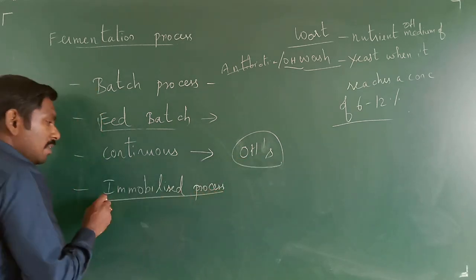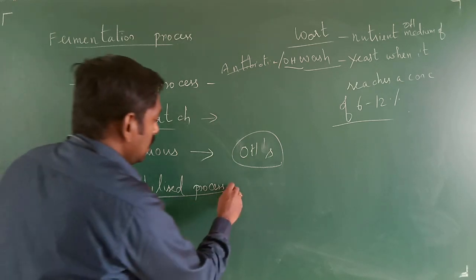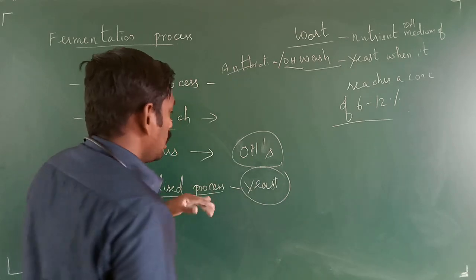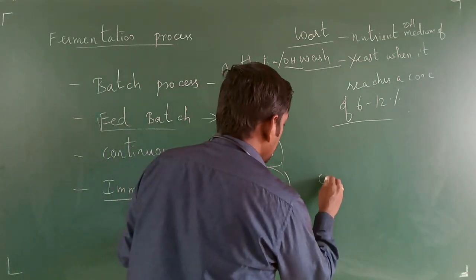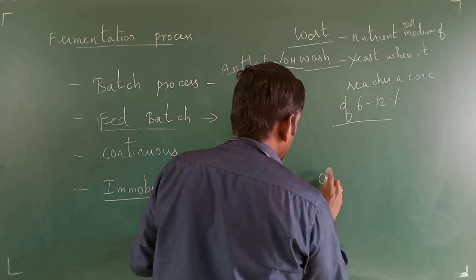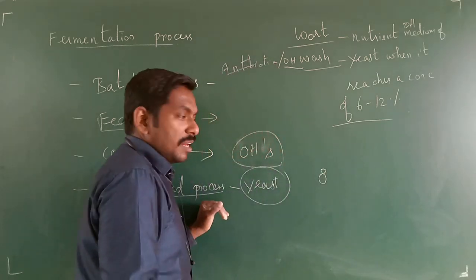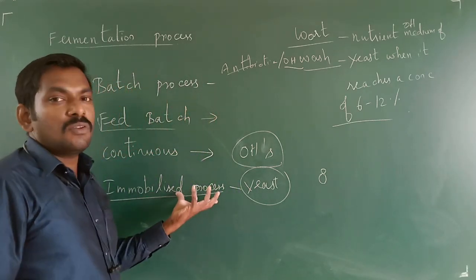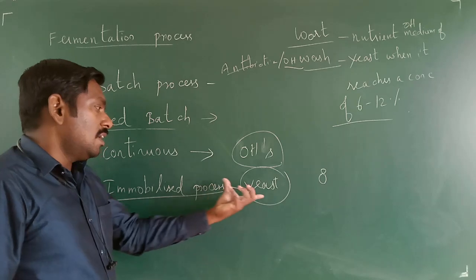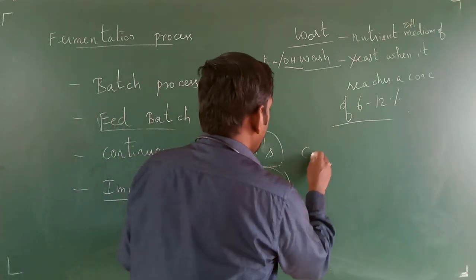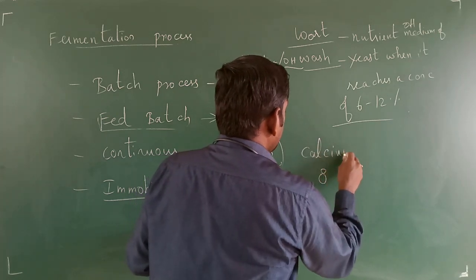Then you will have the immobilized process, or the immobilized yeast process. Here the yeast, or the organisms used, is immobilized, right? You will have the budding yeast. In this immobilization process, whatever microorganisms or yeast are used, they are immobilized with calcium alginate.